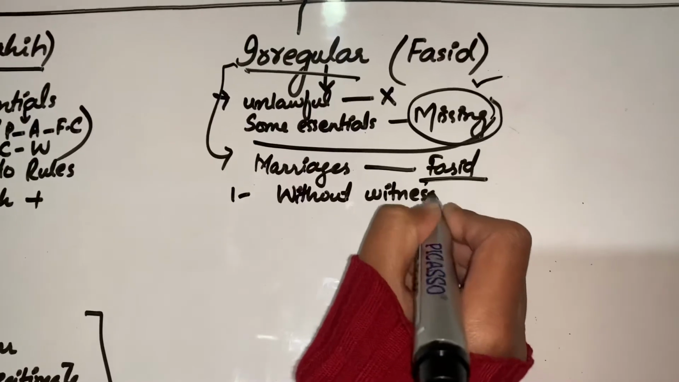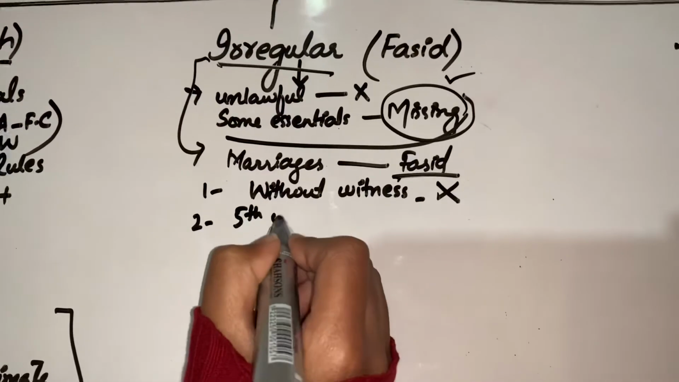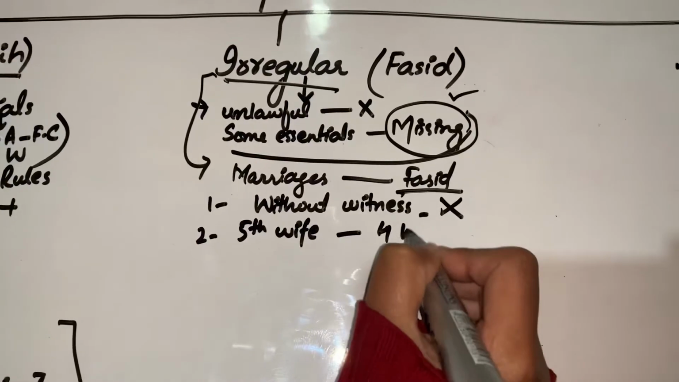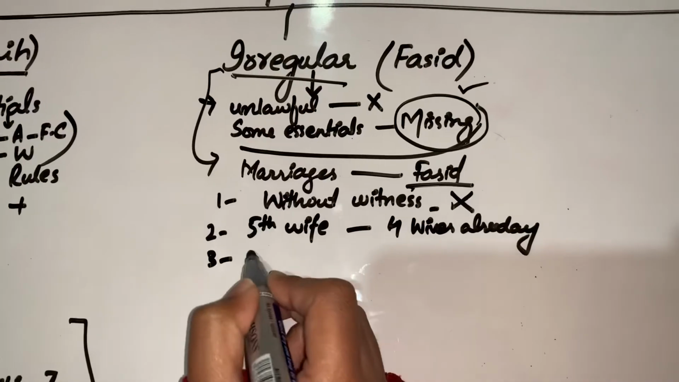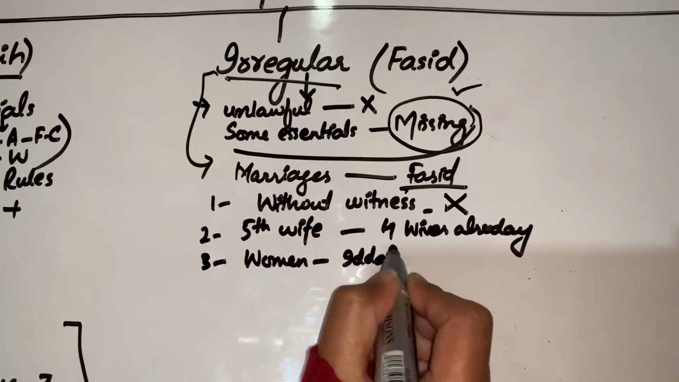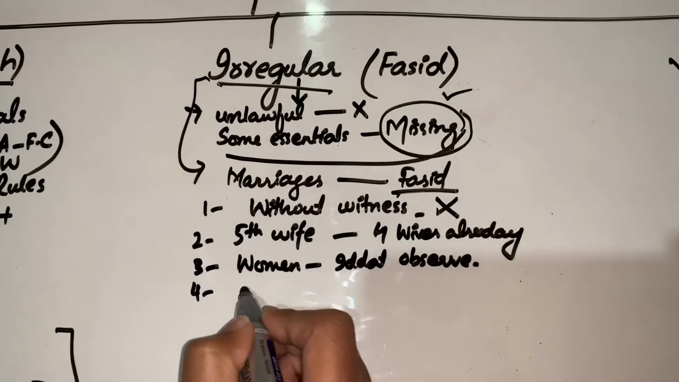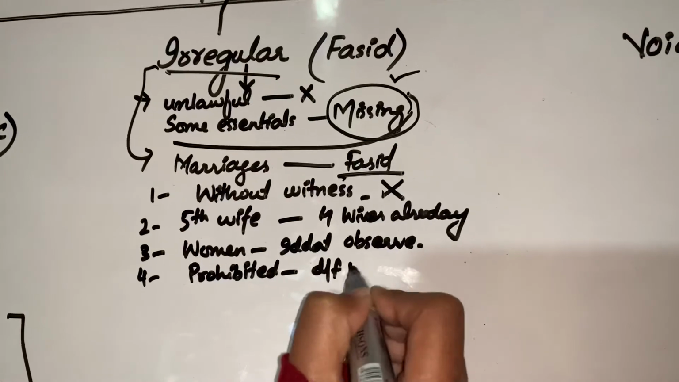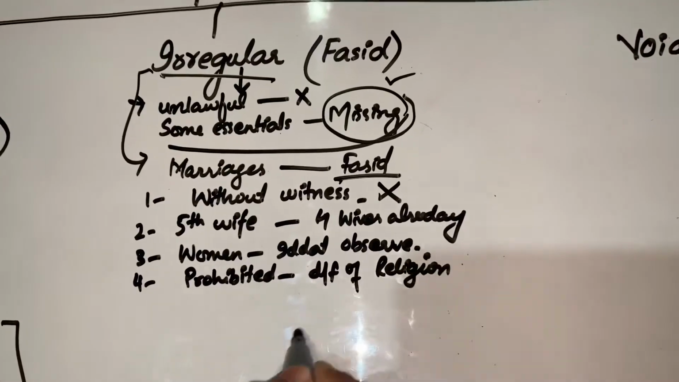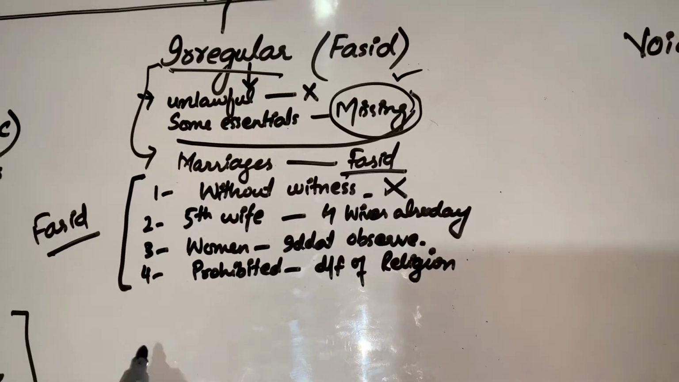Number 1, a marriage without witness. When there is no witness, then that marriage is irregular. Number 2, when a person marries a woman when he already has 4 wives. Number 3, a person marrying a woman undergoing iddat. Or number 4, the marriage prohibited by reason of differences of religion. These are the 4 kinds of marriages which are fasid, which are irregular.